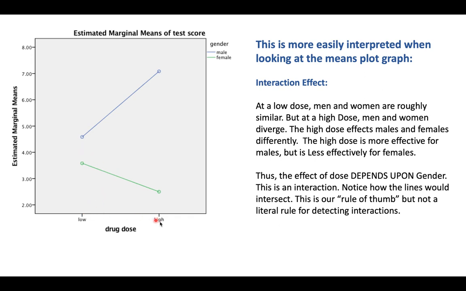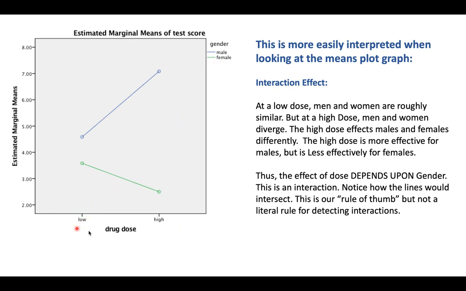But then as we move to a high dosage of the medication, males and females diverge wildly, right? The medicine gets more effective for men at a high dosage and actually gets less effective for women at a high dosage. So we have this spreading effect, which is causing our slopes to differ dramatically, right? Our rule of thumb: if the slopes differ, then you probably have an interaction. And so we would say, well, what is the effect of dosage on drug effectiveness? Well, it depends upon your gender, right? That's our famous term for interactions. It depends upon.